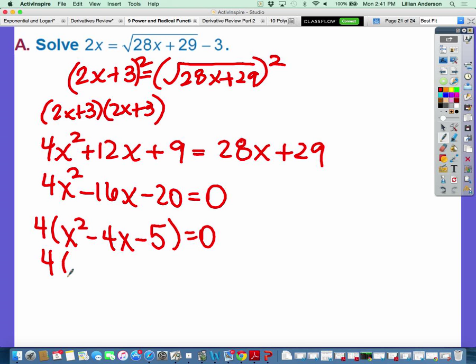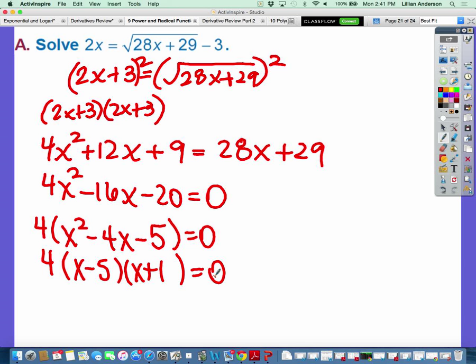Can I factor the inside here? x minus 5 and x plus 1, so x equals 5 and x equals negative 1.